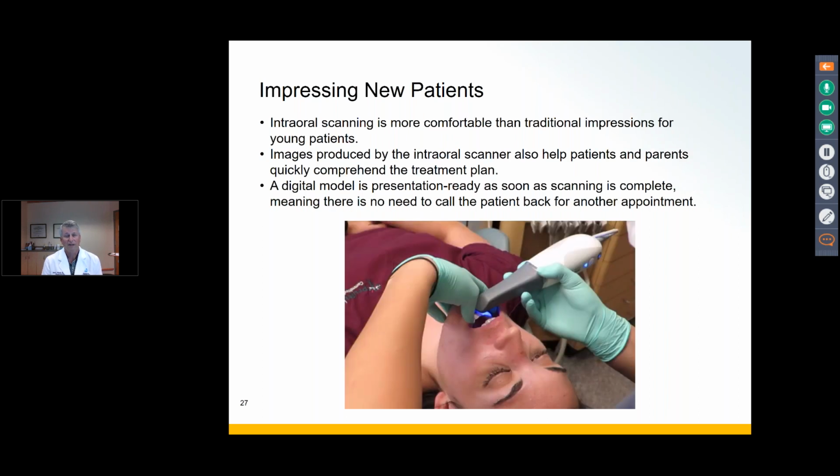Impressing new patients, scanning is more comfortable. We say, of course, we have the scanner, and they see this, and they like that a lot better than traditional impressions, and this is a win-win for us.